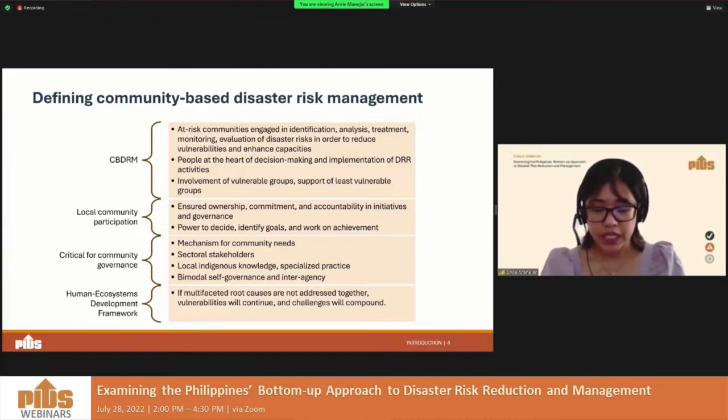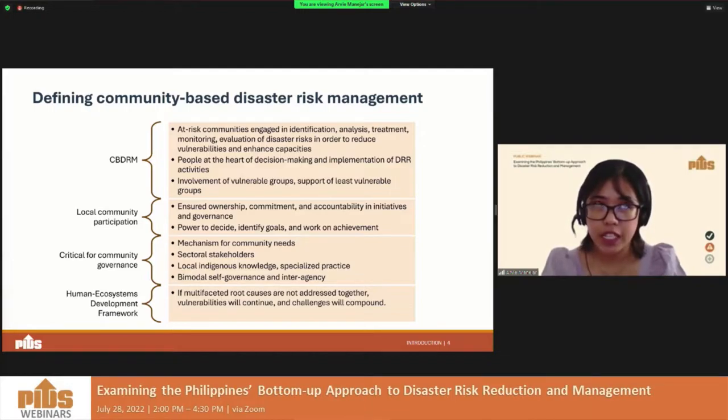It is also important that we lay the foundations for bottom-up approach and community-based disaster risk management before we pursue the rest of the presentation. So when we talk of bottom-up approach and community-based, the first thing that comes to mind is the participation of the public and the people. Across literature, community-based disaster risk reduction and management is described as having communities engaged in identification, analysis, treatment, monitoring, and evaluation. The people are involved in decision-making and implementation.